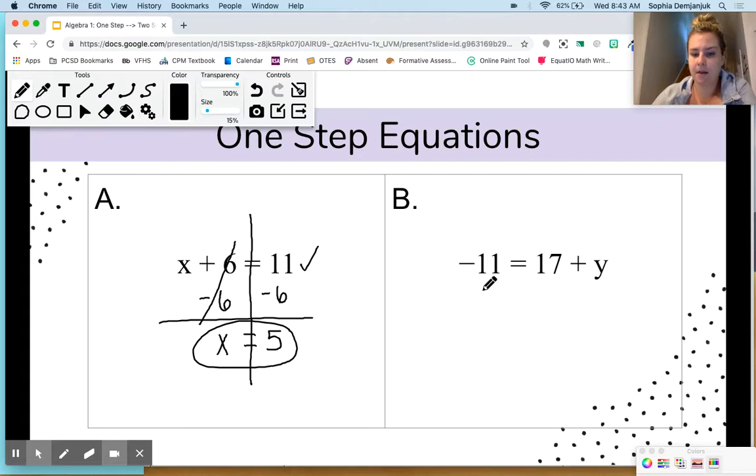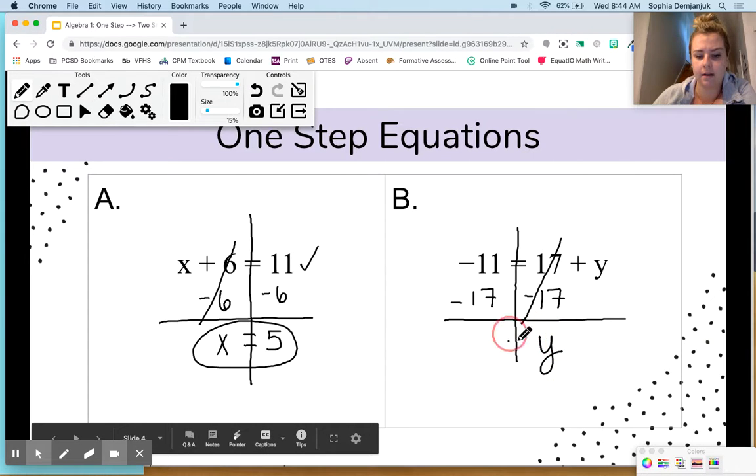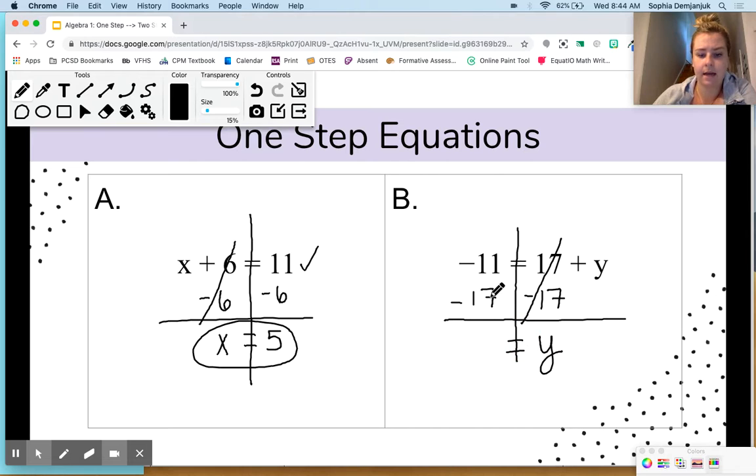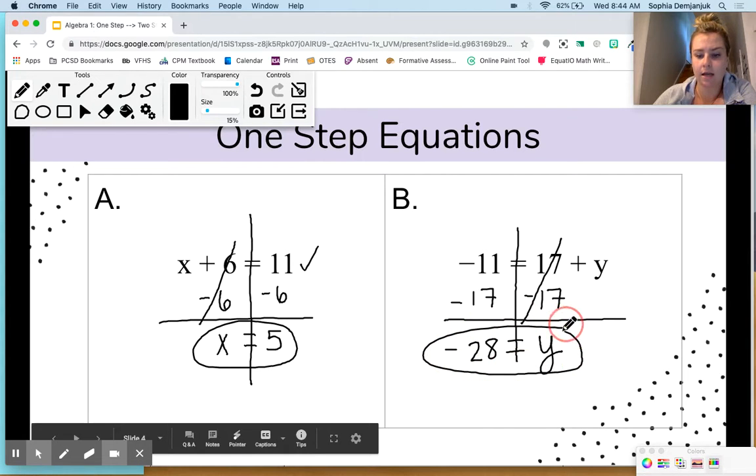For B, you're going to be doing the same thing, but it's in a little bit of a different order. So I have negative 11 equals 17 plus y. This time my letter's on the right side, but that's totally fine. I'm still going to start by drawing a line down to keep things organized. If I want to get this y all by itself, I need to get this 17 to the other side. Since 17 is positive, I need to get it to the other side by subtracting. Minus 17, whatever you did to the right side, you have to also do the left side to keep your scale balanced. 17 minus 17 cancels out. That was the goal. I have just a y left over on my right side. And negative 11 minus 17 more leaves you at negative 28. So negative 28 equals y.